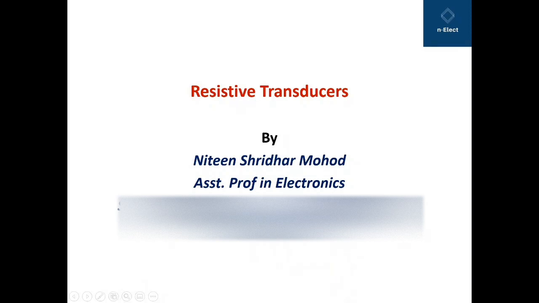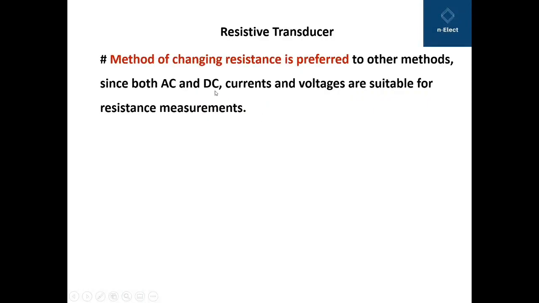Hello everyone, this is Nitin Mohod and today we are going to see resistive transducers, where the transducer basically deals with the change in resistance values. The method of changing resistance is generally preferred, and the reason behind it is that both AC and DC currents and voltages are suitable for resistance measurement.